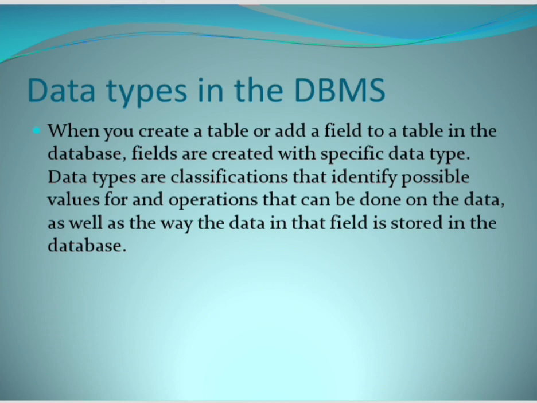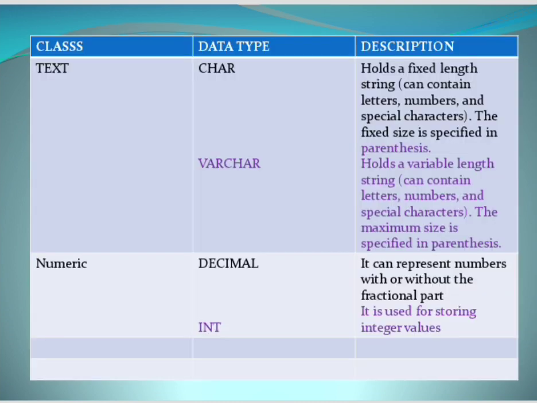So when you create a table or add a field to a table in the database, fields are created with a specific data type. Data types are classifications that identify possible values for and operations that can be done on the data, as well as the way the data in that field is stored in the database. So these are data types in the DBMS. These are divided into class, data type, description.